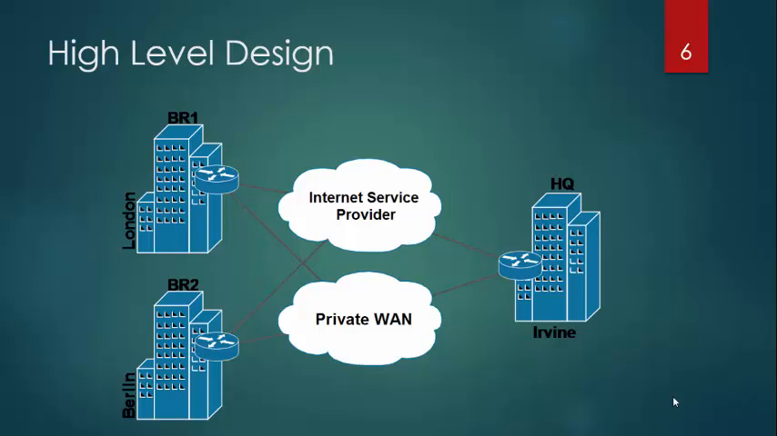Okay, as you can see in the slide, we are going to design a network between 3 buildings which are connected with the internet and a private LAN links. Okay, these are what we want to do in a high level design.